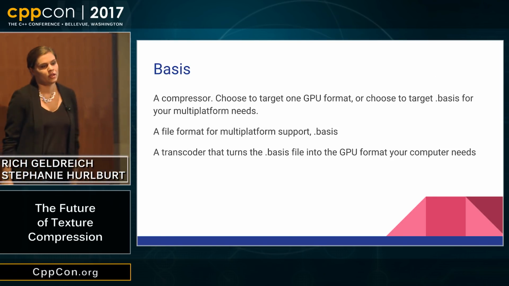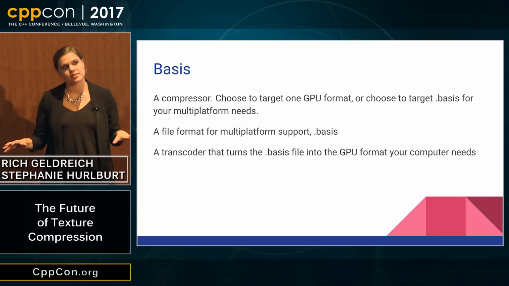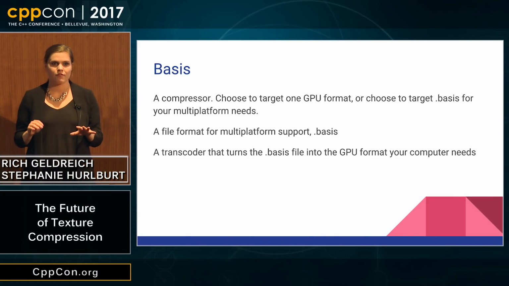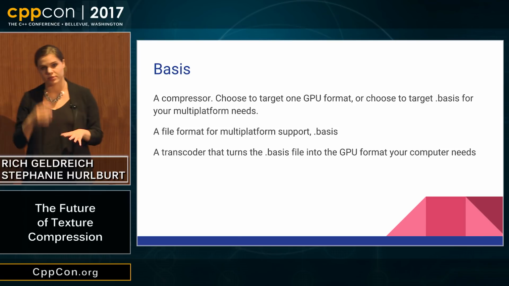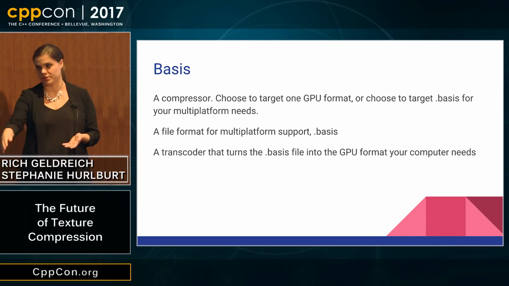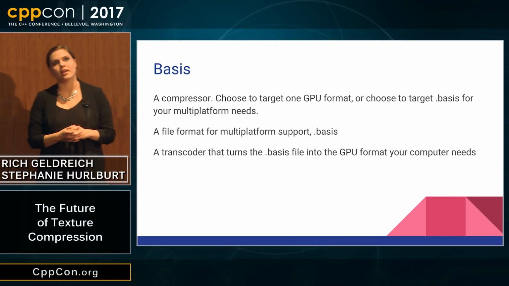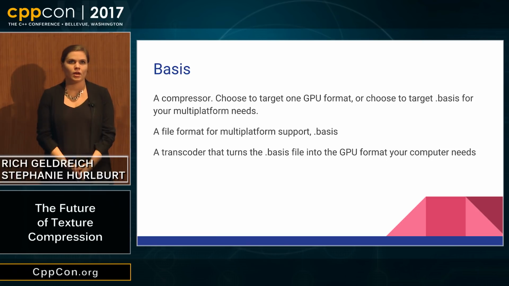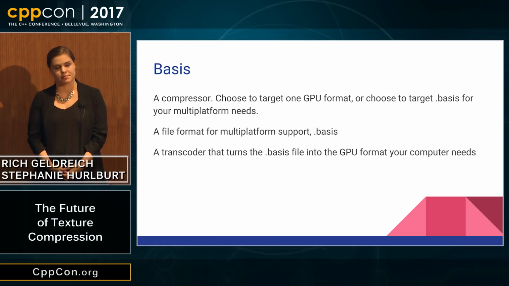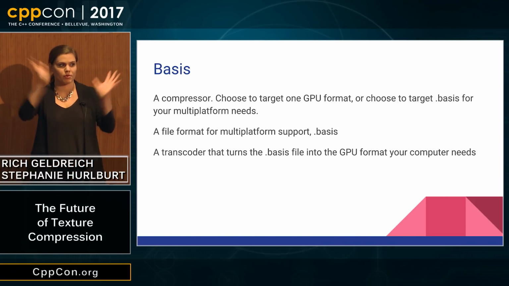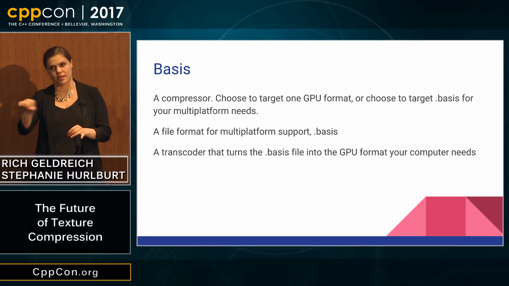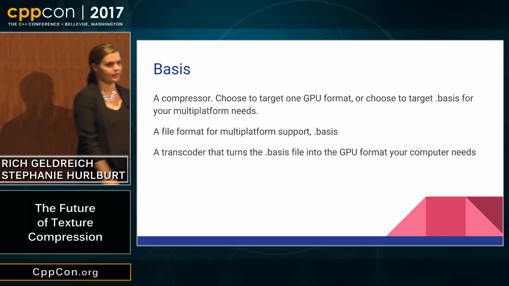So there's 3 parts. There's the encoder. If you only care about one GPU format, which is true of a lot of games, we can target just that one GPU format, and you add lossless compression to it, and it sticks right into existing pipelines. But if you are, say, a web application and you need it to be multi-platform, we have a multi-platform solution. We created our own file format, .basis. You compress to that, and then at runtime, you transcode to the format you need.